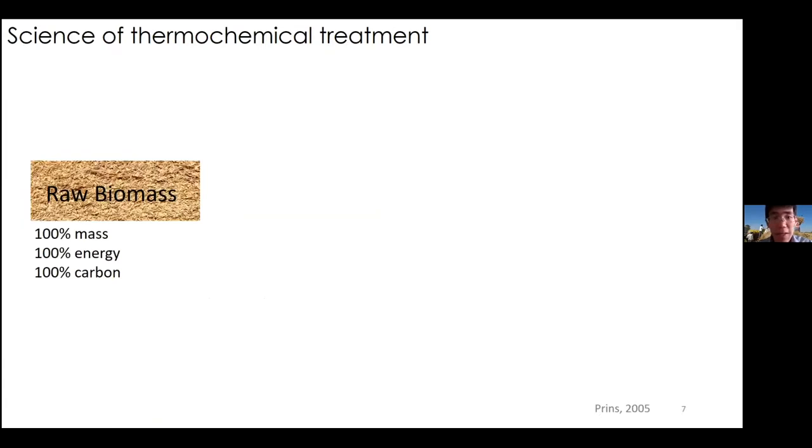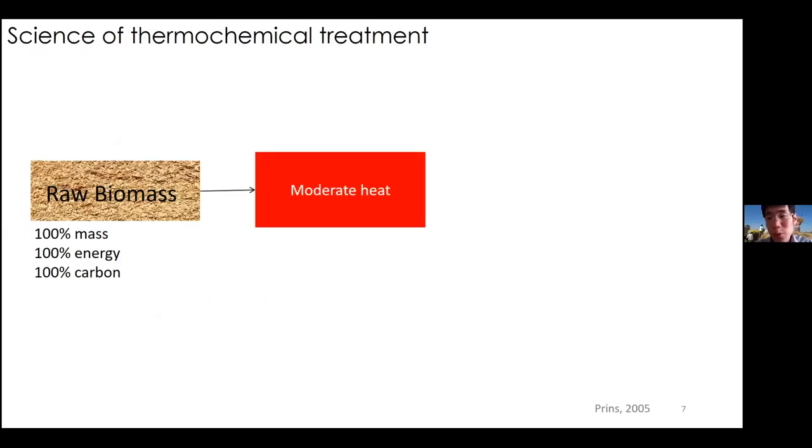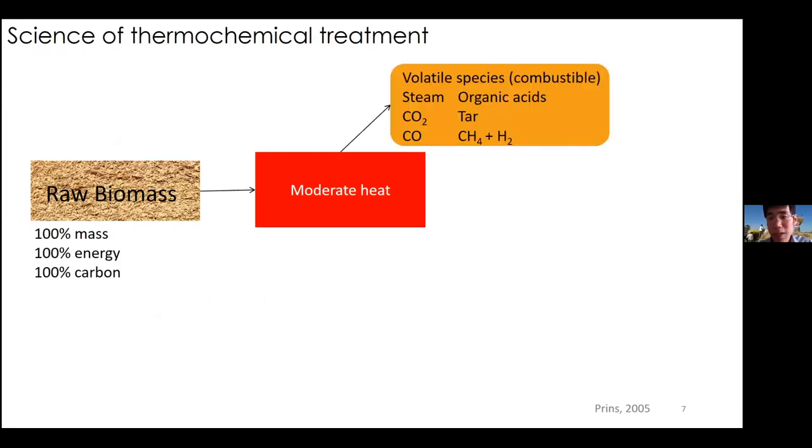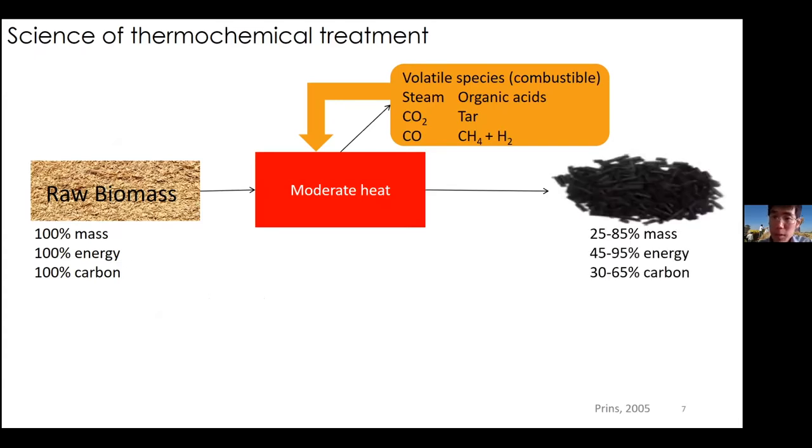The science behind this is that of a thermochemical treatment, which some of you may already be familiar with, whereby raw biomass, when you treat it to moderate heat, releases low energy molecules, which we can capture and oxidize and use the heat to run the whole process, which requires no additional energy and fuel input beyond what's being extracted from the biomass. Subsequently, the biomass densifies into something that's more carbon rich and more recalcitrant, with improved qualities for feedstock processing.